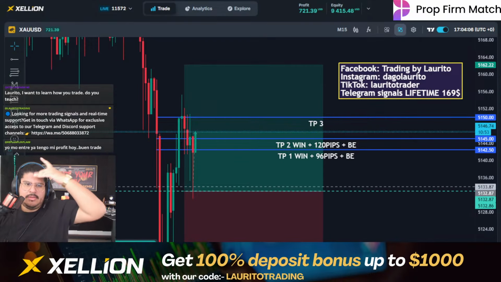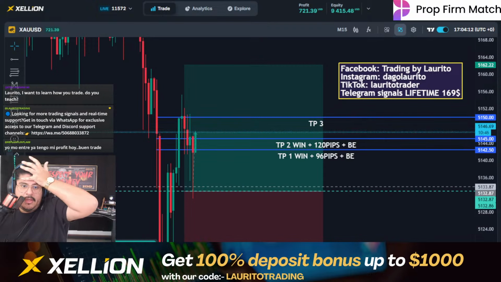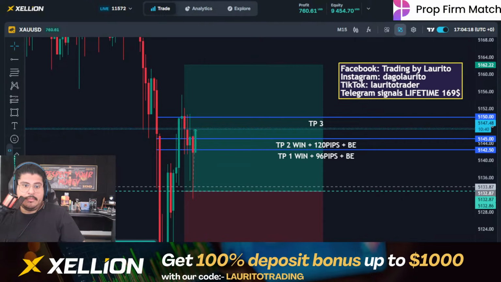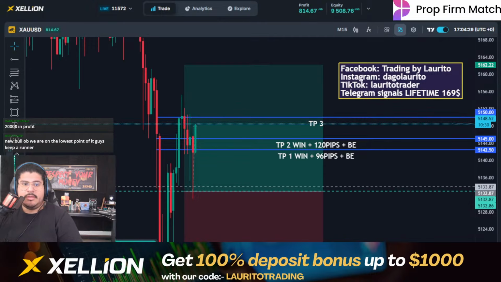I think you are in the Telegram. I'm not sure, but let me read the profits here. Stop loss at breakeven. Yes, stop loss is at breakeven. Rodrigo Justino, respect brother. Rodrigo made an extra $450. That's beautiful. That's great. Let's go for the TP3.